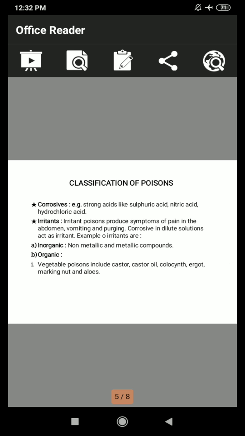Then classification of poisons. In that, poisons are classified according to their modes of action. Accordingly, poisons are classified into three main groups: corrosive, irritants, and neurotics.